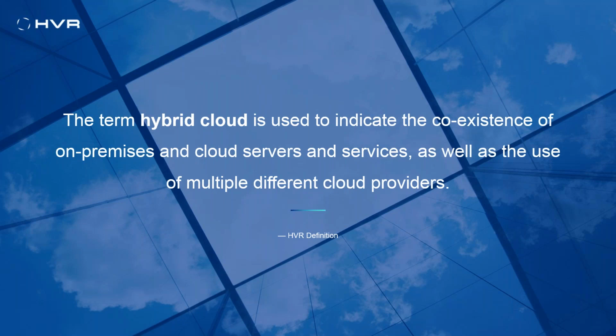So with all of that said, when we talk about hybrid cloud, we use that term to indicate the coexistence of on-premises and cloud servers and services, as well as the use of multiple different cloud providers. And I think that's important to realize, that it's not only between on-prem and cloud, it's also different cloud providers. And if you think about how you work in your organization, it's more likely than not that you're using multiple cloud providers, right?